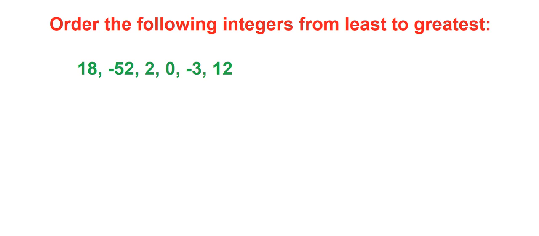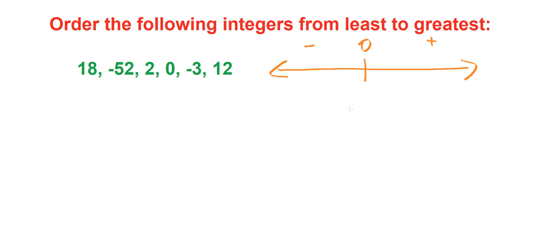Order the following integers from least to greatest. Okay, so this kind of problem really needs you to understand the number line and a little bit about place value, but we must remember that all the negative numbers are on the left-hand side of 0 and all the positive numbers are on the right-hand side of 0.